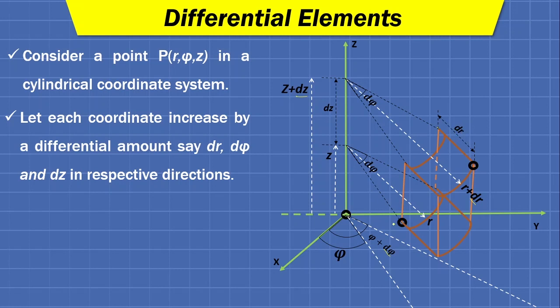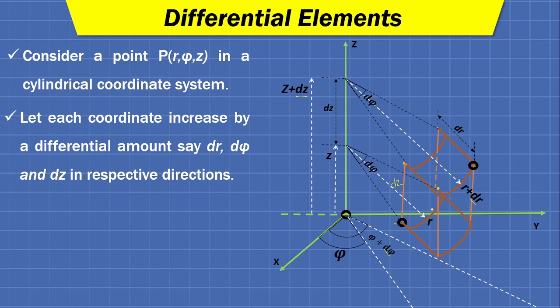In the same way, this point has height z, and this point has height z plus dz, so the vertical length of our element will be dz. Now this point makes an angle phi with respect to the x-axis, while this point makes angle phi plus dphi with the x-axis, so the angular difference between these two points will be dphi.